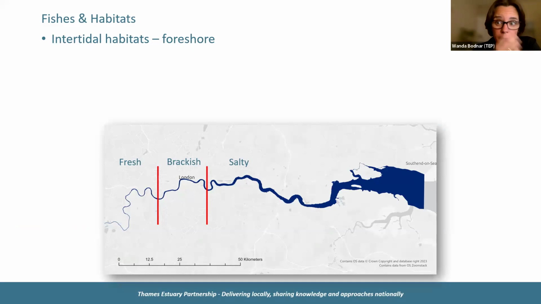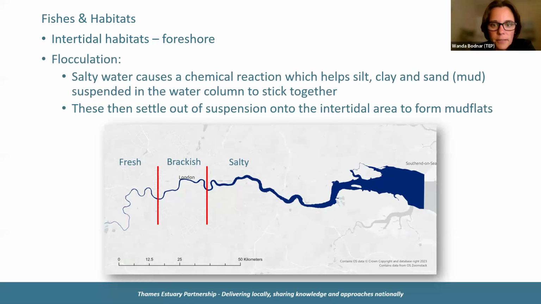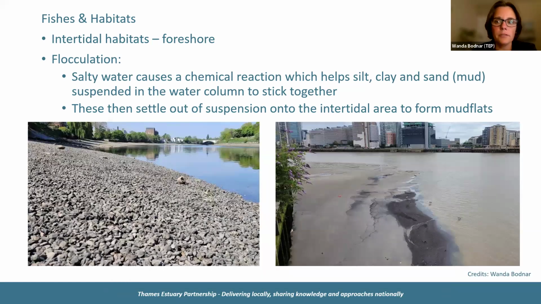And just as an interesting fact about the Thames foreshore as a whole, as mentioned before, on average, we can distinguish between the freshwater, brackish, and salty areas. And this actually also influences the type of sediment that we can find. This is because of a process called flocculation, which is a chemical reaction when salty water helps silt, clay, and sand suspended in the water column to stick together, creating mud, which will then settle out onto the foreshore. And this is why the eastern side is predominantly covered by mud, while the western part of the estuary's foreshore is predominantly covered by gravel.